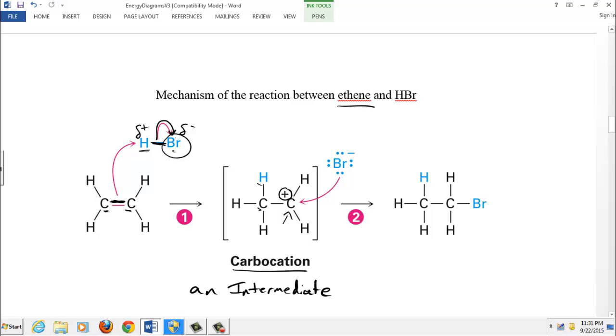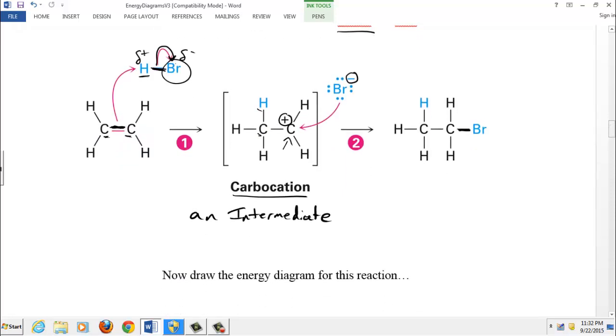The bromine that broke away from hydrobromic acid can come back around and then attack the carbocation. And that's pretty straightforward, right? Opposites attract. We've got a cation, we've got an anion. When carbon, a nonmetal, attaches to bromine, a nonmetal, you get a covalent bond. So even though these are charges and they're ions, we don't form an ionic bond, it's covalent. And here's our product. Well, now let's draw the energy diagram for this reaction.